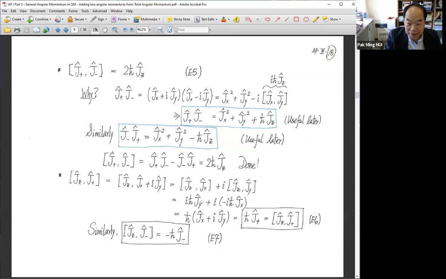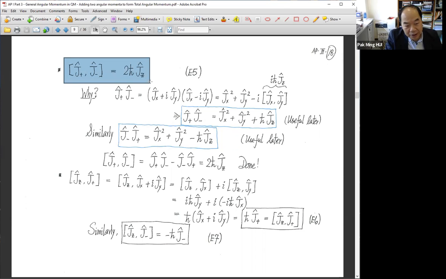Now we start seeing a whole page of formulas. That's why I gave you the big picture first. You know what we are getting at. With J plus and J minus, it's natural to ask, do they commute? If not, what is the commutator?